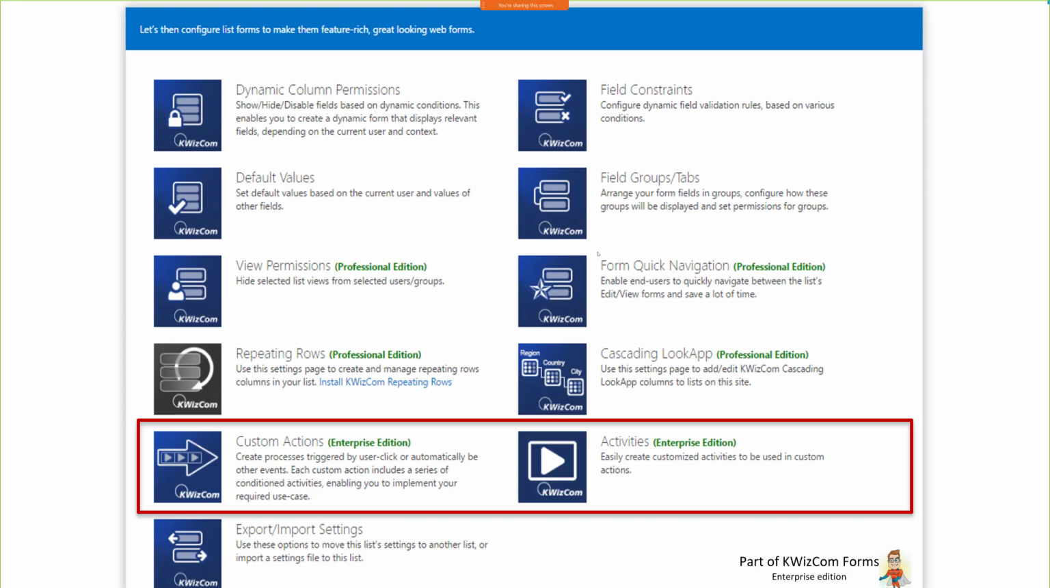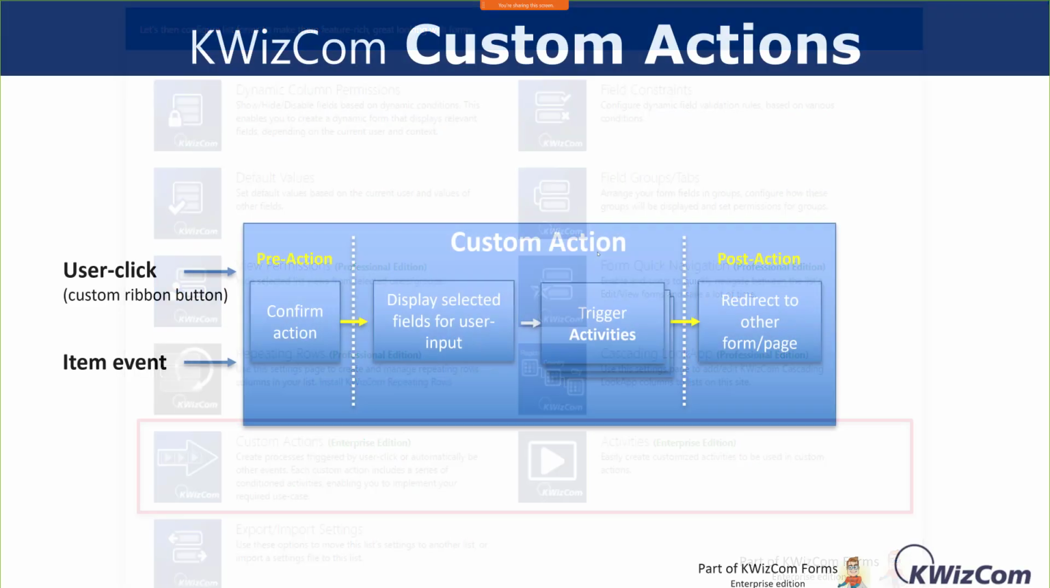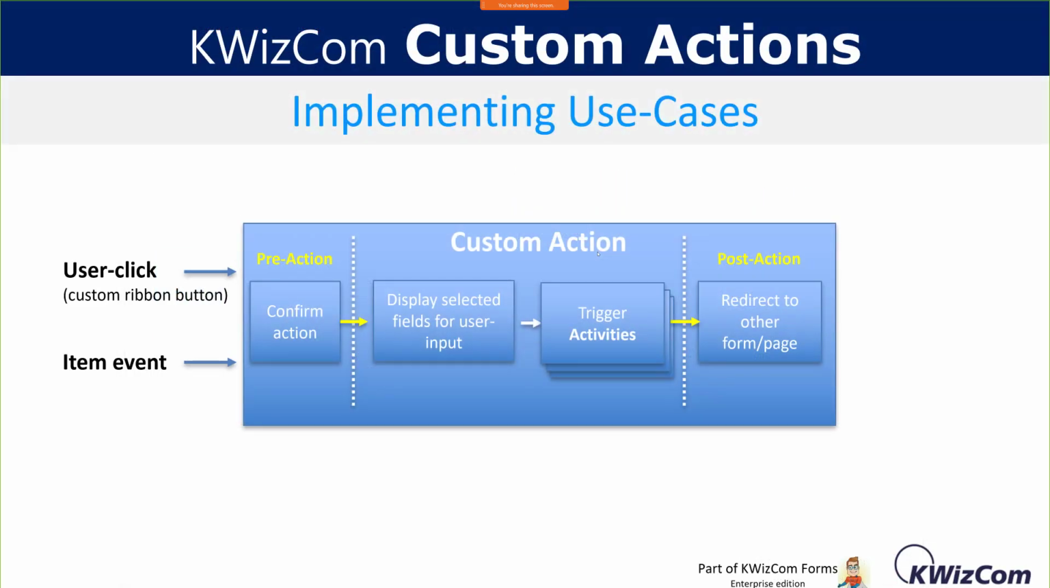A custom action is actually same as a workflow. It is triggered by either a user click on a custom ribbon button that you can add, or if it's a modern list, it's not a ribbon button, it's just a button. Or it can be automatically triggered by an item event, such as item added, item updated, or item deleted.